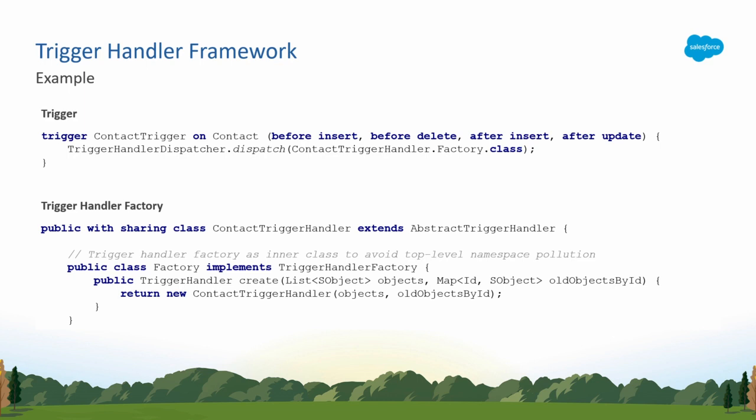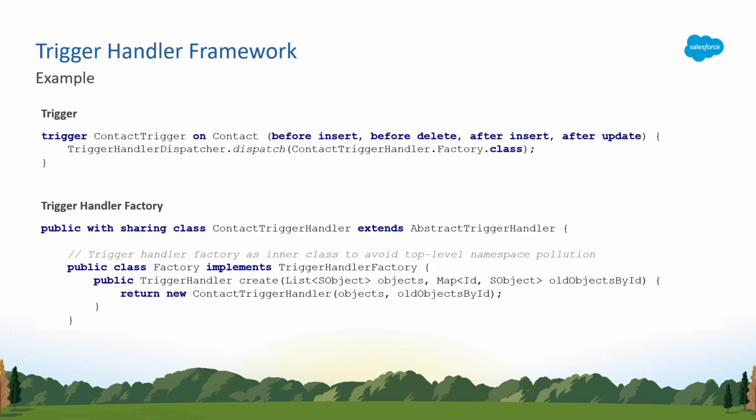It gets passed by the dispatcher the new state, the latest state of the objects, as a list of just SObjects, and the previous state, if appropriate, as a map keyed by ID. It's the same stuff you would get out of the trigger context, except the idea is you really should never have to consult the trigger context in this framework. All right, and then you just basically instantiate and return your trigger handler.